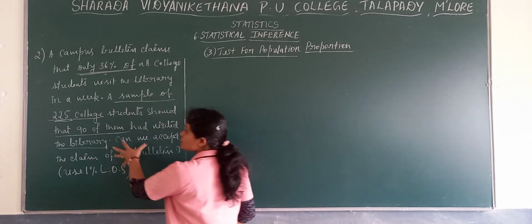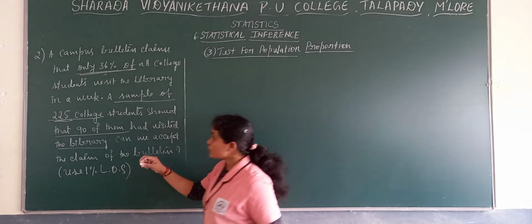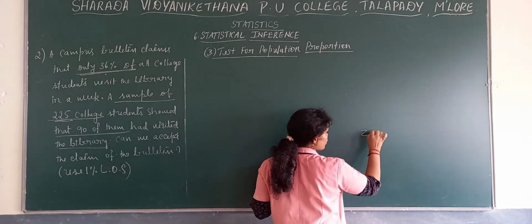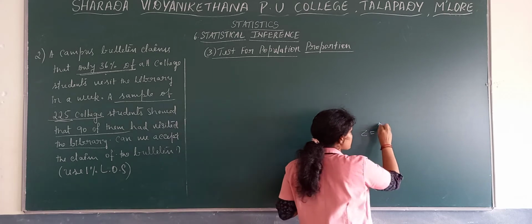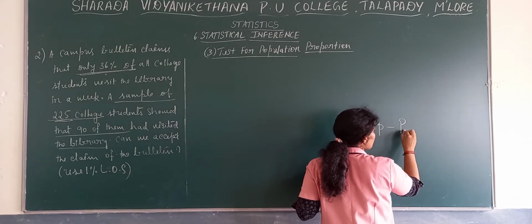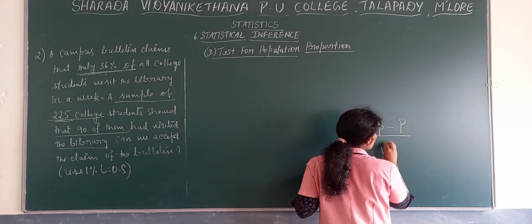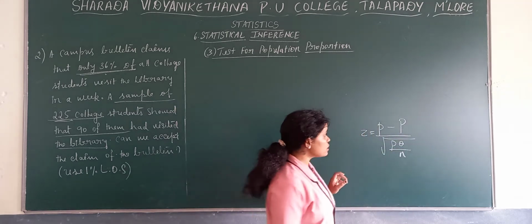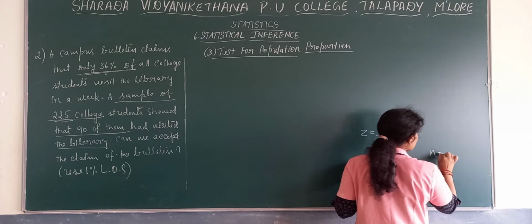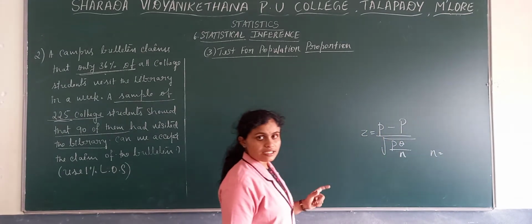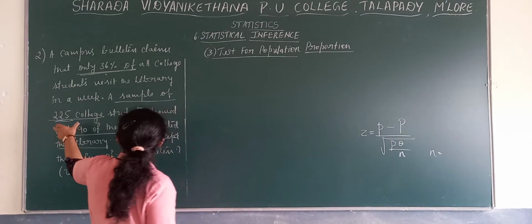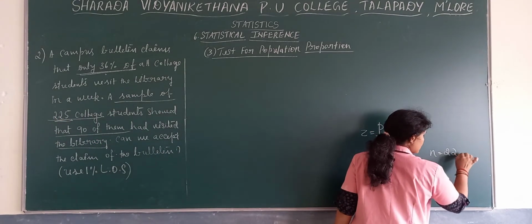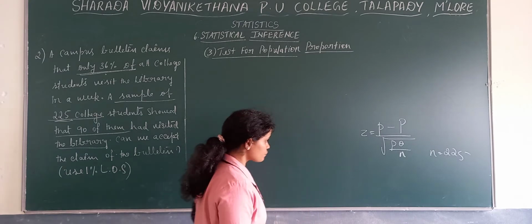Now, when you get this kind of problem, firstly we will write the formula once. What is the formula here? The formula is (p minus P0) divided by root of PQ by n. So which terms do we need to identify? We need to identify n, that is nothing but the sample number. Here the sample they have taken is 225. So n is 225.